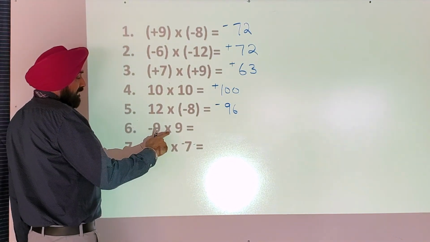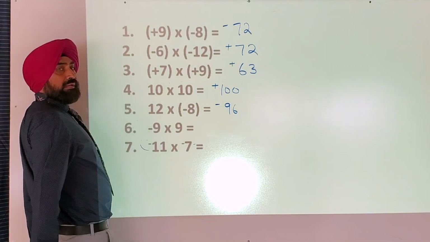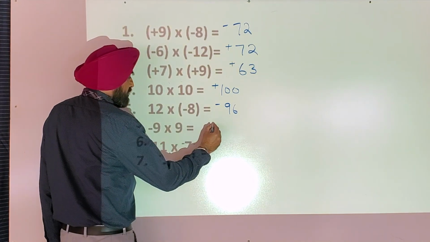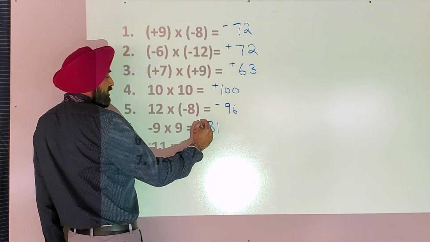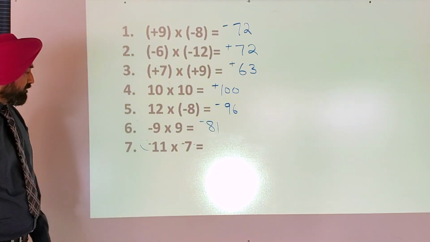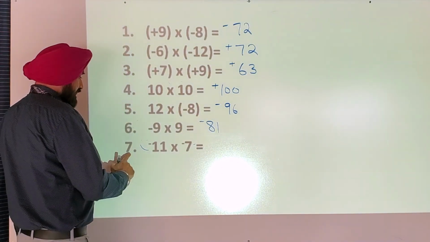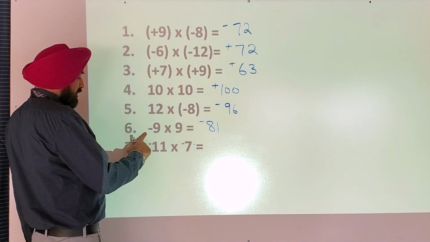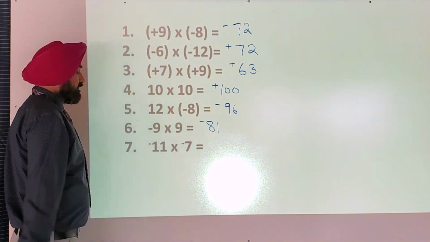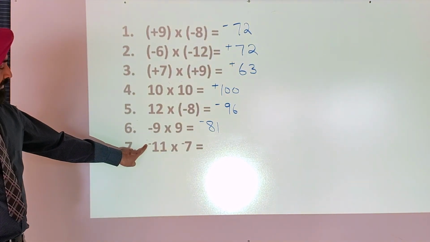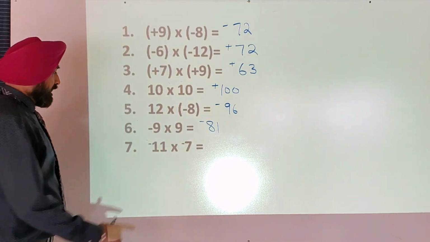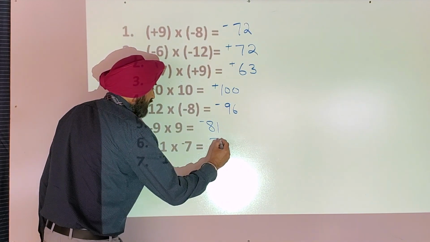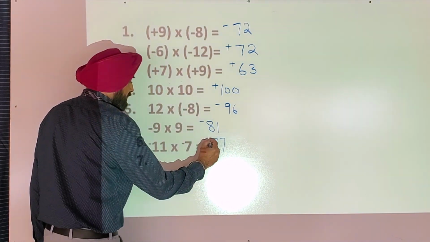Next, negative 9 times, there is no sign with 9, so positive. 9 times 9 is 81. One negative times one positive is negative. Two different signs. And in 7, negative 11. This time I am not putting any bracket with it, just putting the negative at the top. Some books use this way also. So 11 times 7 is 77. Both are negative, the sign is positive.